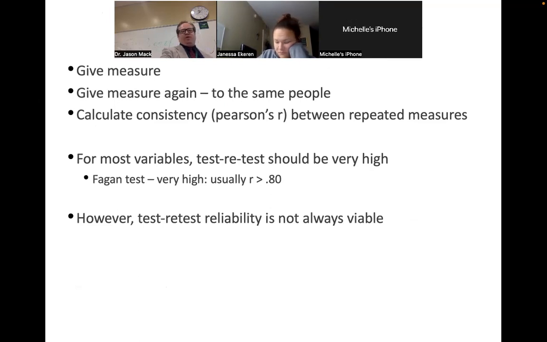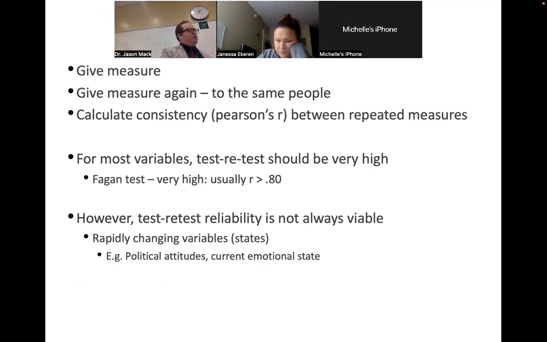Test-retest reliability is not always viable. You could have rapidly changing variables or states, for example political attitudes or current emotional state, that can all affect reliability. Or think about the infant slamming things, like in your story. Try giving him an intelligence test. You're going to have pretty unreliable results, right?